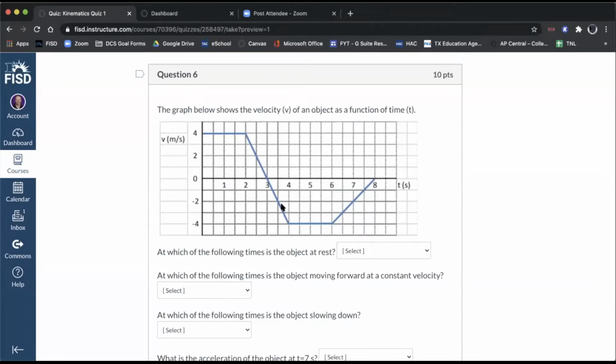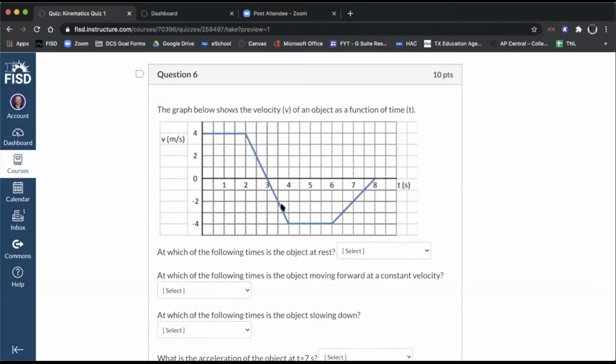We can see that anywhere where slope is 0, that means constant velocity. We know that the slope is an indication of the acceleration. We know that the area under the graph is displacement. And we know if we're above the horizontal axis, we're in a positive velocity. If we're below the horizontal axis, we're in a negative velocity, meaning we're going in a negative direction. Okay, if we get all of that, we're in pretty good shape. So let's look at the questions.